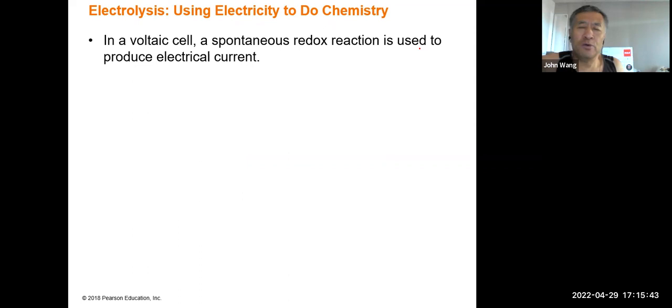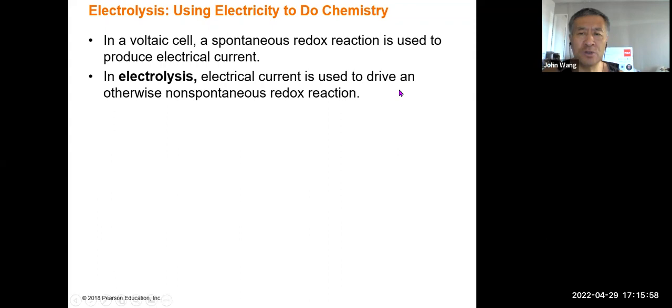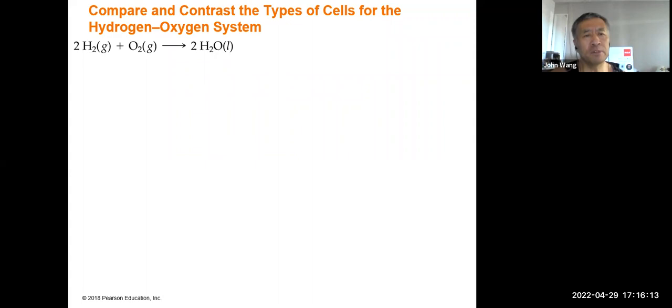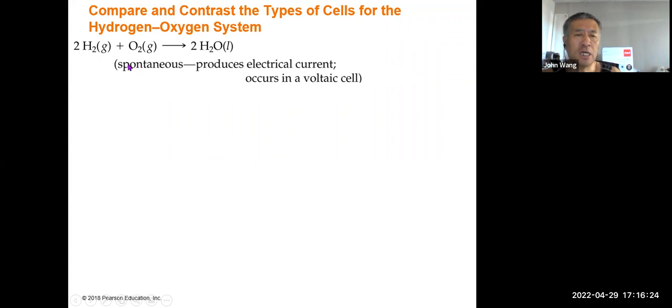What we just said is that in a voltaic cell, a spontaneous reaction is used to produce electrical current. In electrolysis, the electrical current is used to drive otherwise non-spontaneous reactions, which is very useful too. An electrochemical cell used for electrolysis is called an electrolytic cell. So we compare and contrast the types of cells for the hydrogen reaction. This one is spontaneous, so it produces electricity. We can use this equation in a voltaic cell.